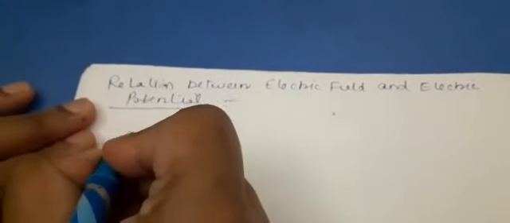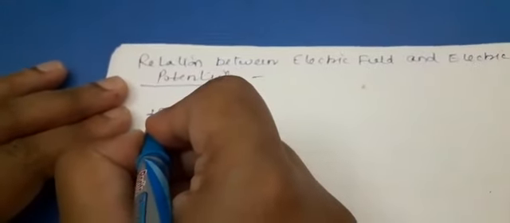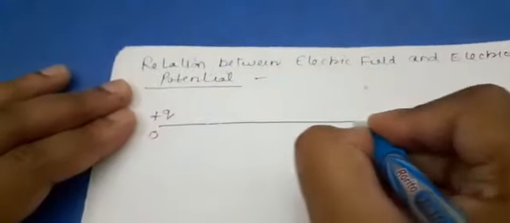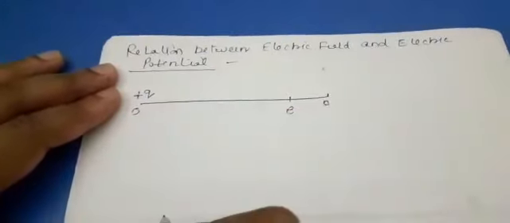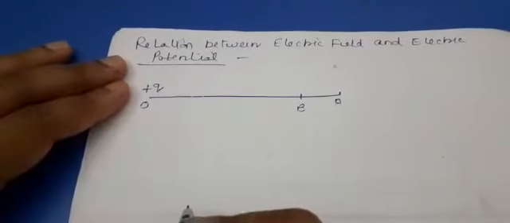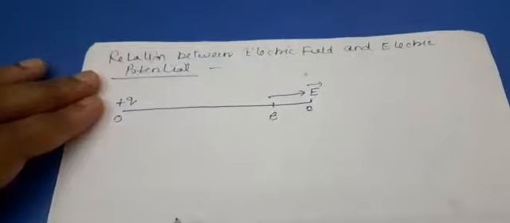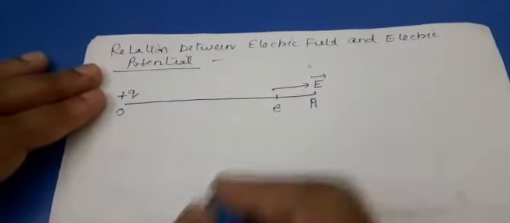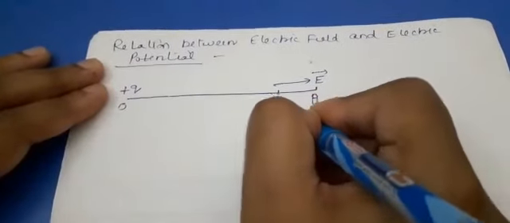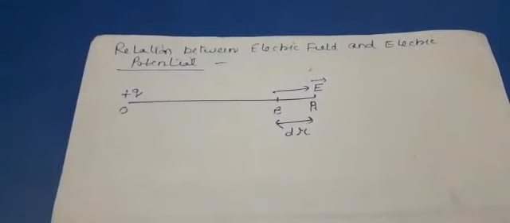Let Q be the positive charge situated at point O. Now, let us have 2 points A and B within its field. Let E be the electric field due to this positive charge, which is directed outward. Let these 2 points A and B be separated by distance dr.